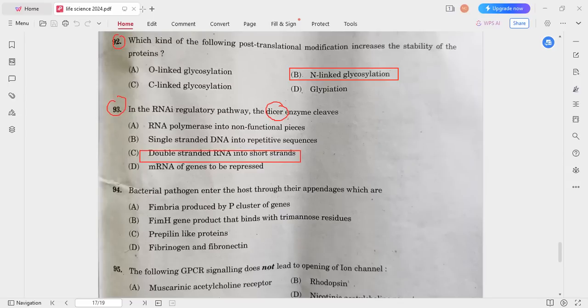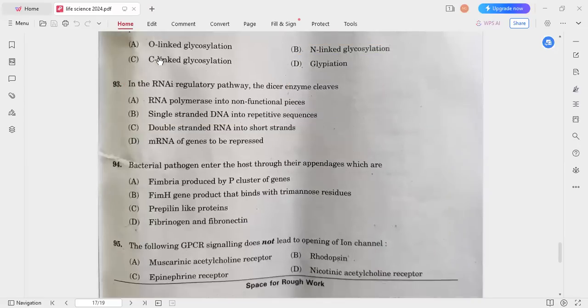So the next question is question number 94. Bacterial pathogens enter the host through their appendages, which are. Here option B is the correct answer: the FimH gene product that binds with trimannose residues. When a bacterial pathogen enters the host, it has to attach to the host cell. For the attachment, the appendage's FimH gene product binds with the trimannose residues, which helps in pathogenesis. Okay, now move on to the next question, question number 95.